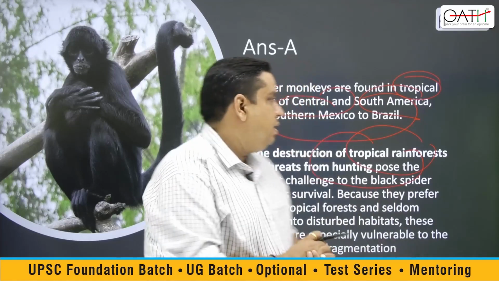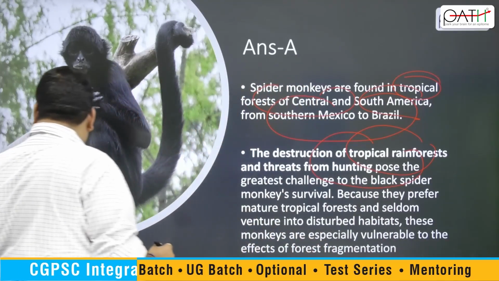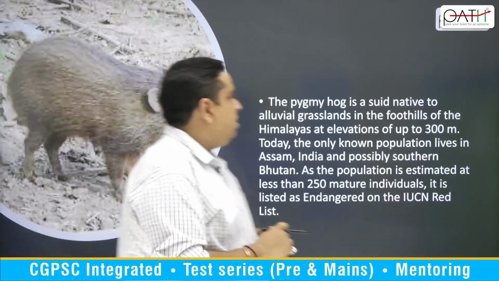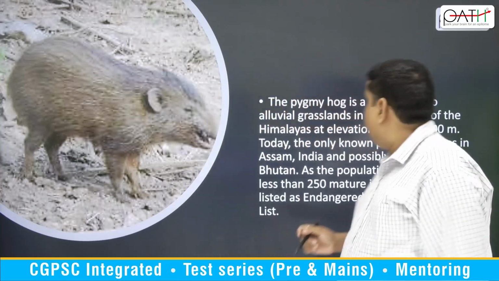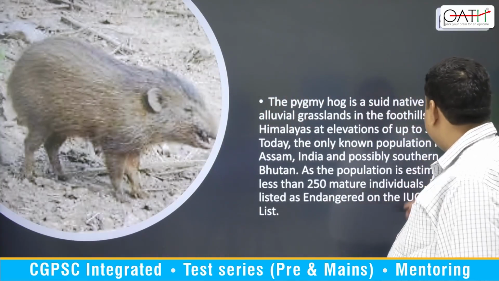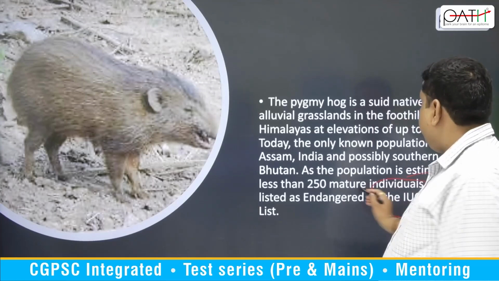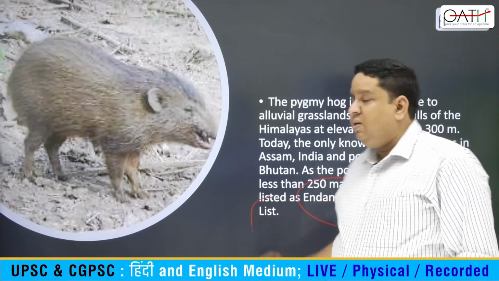So this is the spider monkey. Then next, this is a pygmy hog. So the pygmy hog can be found in the Assam region, and it is endangered in the IUCN Red List.